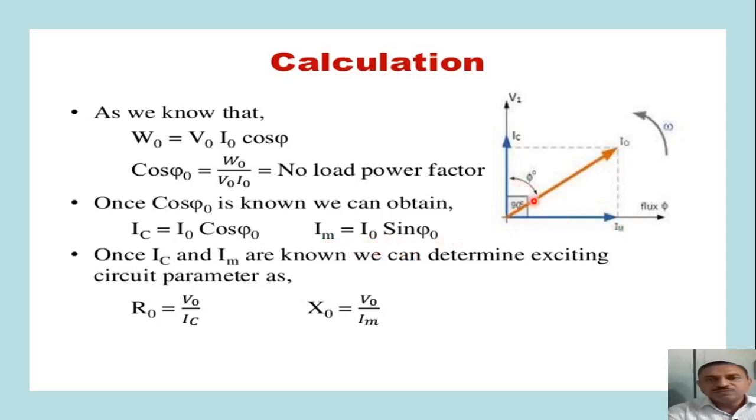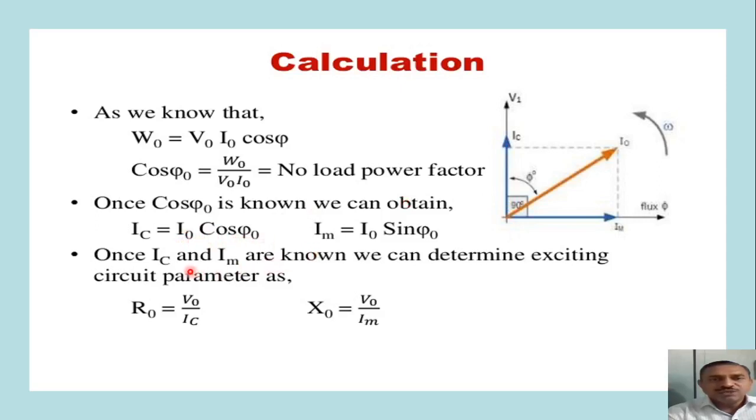You can see from this diagram, if we require the value of IM, we have to take the sine of phi 0. Another component of current, which is known as the loss component of current, IC or IW, will be in phase with the voltage. This component of current is responsible for consumption of power during the OC test or no load test. So that current will be equal to I0 into cos of phi 0.